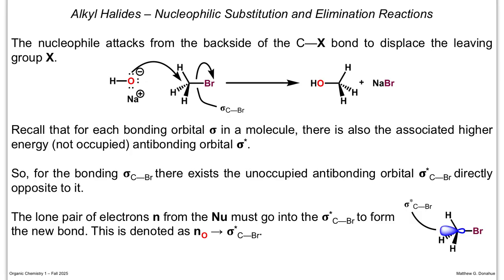So as I've highlighted up here, we have a carbon and a bromine. So that's our normal covalent bond we're used to seeing. So it's a sigma bond, and that's the notation: sigma carbon-bromine. When we make that bond, we have an sp3 hybridized carbon that's bonded to a bromine.